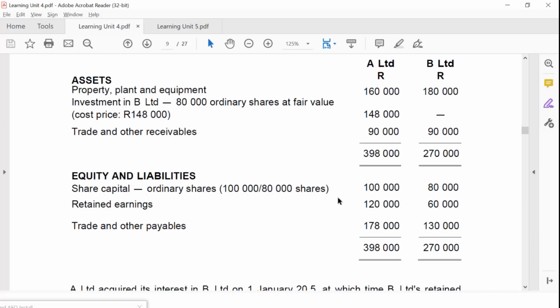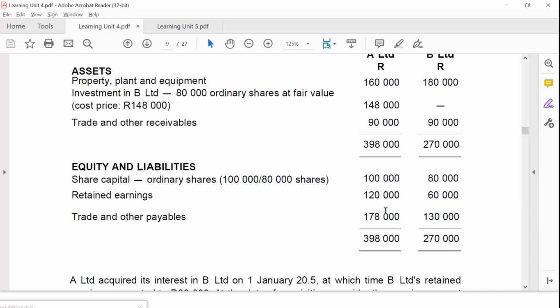Because it's a transaction with each other. So you understand the principle of elimination, right? That any transaction between the parent company and the subsidiary needs to be eliminated. It needs to be nullified. We need to cancel it, right? So you can see that in this question, there's investment, and there's also the share capital. So we debit the share capital and we credit the investment.